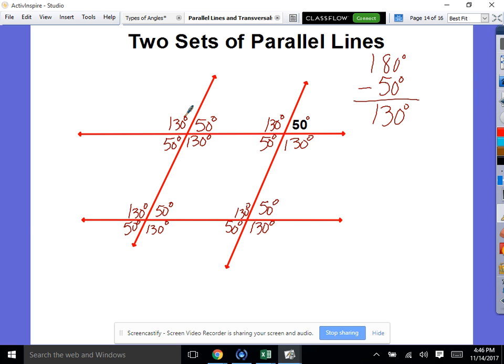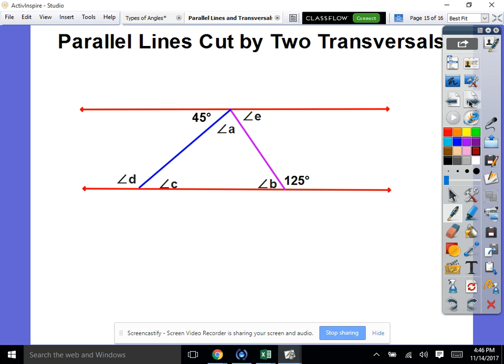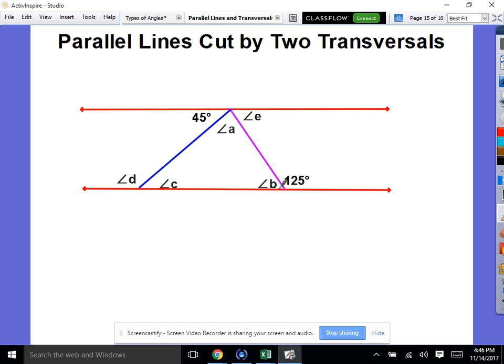Still only two measures. All right, last but not least, what if we have a set of parallel lines cut by two transversals? All right, so I know that angle B and 125 make a straight angle, so 180 minus 125. 10 minus 5 is 5, 7 minus 2 is 5. So I know angle B is 55 degrees.